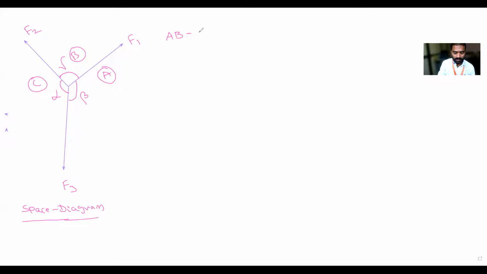AB means, that is equal to, I will write it in the vector diagram. I will transfer this space diagram to the vector diagram. I will transfer this to small ab, that is equal to the F1 force. Then BC in the space diagram is small bc in the vector diagram, and that is F2. CA is small ca, and that is equal to the F3 force.